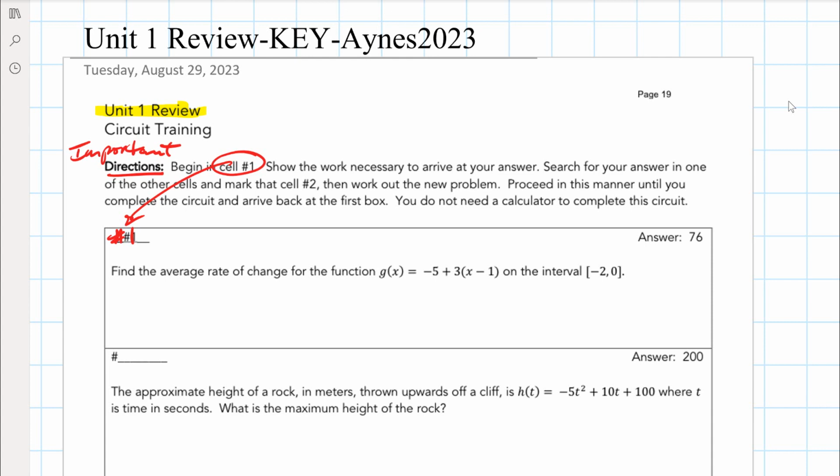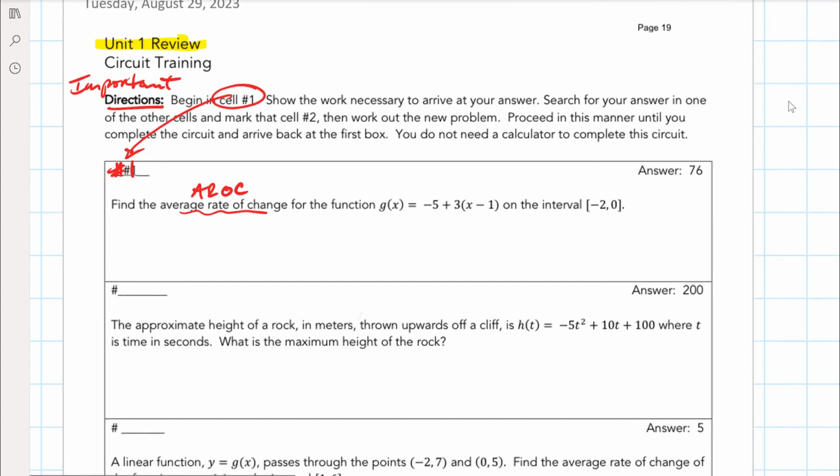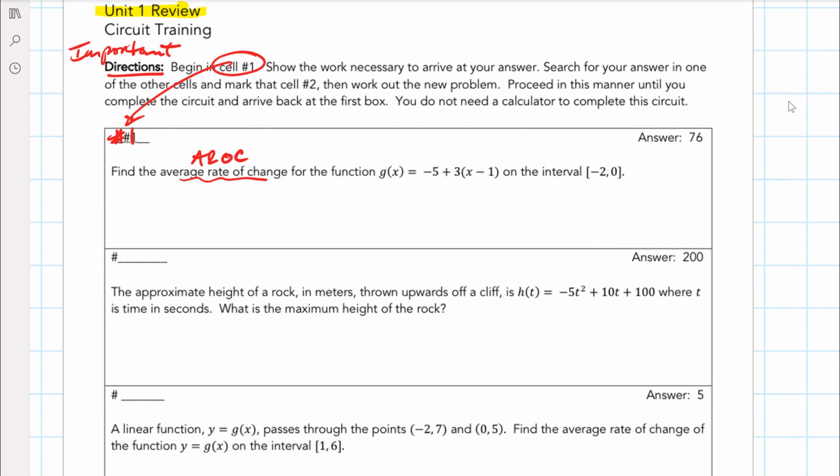So if that didn't make any sense, let's go through a few. The first one here says find the average rate of change. That's AROC, so let's define that. Here we go at the top. On an interval, let's say from A to B, the average rate of change is equal to f evaluated at B, which is your right endpoint, minus f of A, divided by B minus A, which is the length of the interval from A to B. And remember, this is the slope of the secant line.